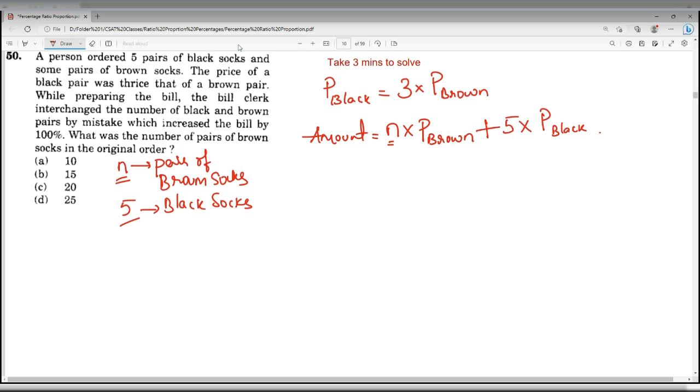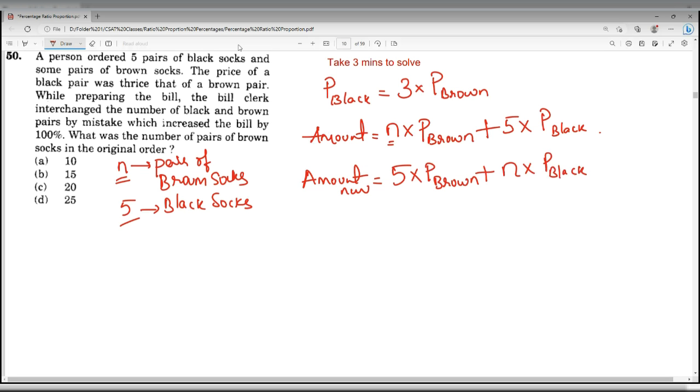This was the original amount, and after this, by mistake, they interchanged these pairs. So the new amount would be 5 into price of brown plus n into price of black.